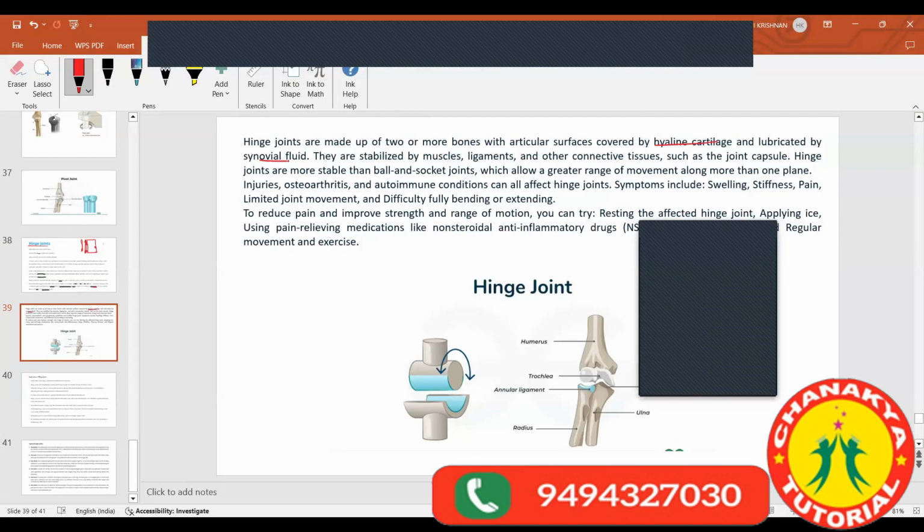They are made up of synovial fluid because when two bones are rubbing against each other, there will be a lot of friction. So obviously there we need some material to cool down the friction. So we use synovial joint. They are stabilized by muscles, ligaments, and other connective tissues, such as joint capsules. Hinge joints are more stable than a ball and socket joint, which allows greater range of movement along one plane.